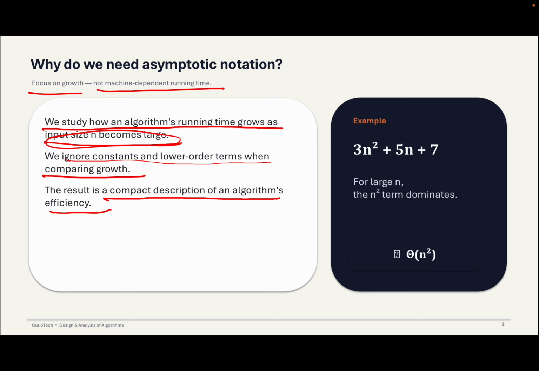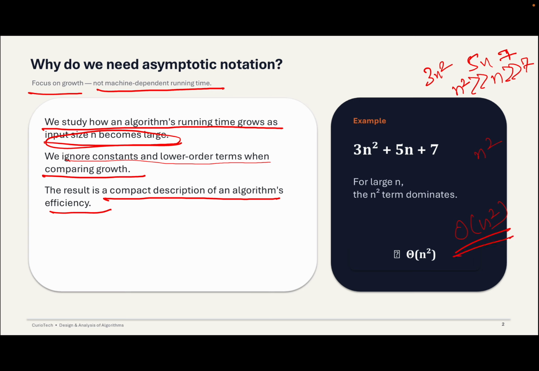Suppose in this example there are three terms: 3n square, 5n and 7. That means n square is greater than n, and n is greater than 7. That means n square dominates here. So we can directly say that the complexity is big O of n square. We always represent the complex asymptotic analysis with the highest order term, and that would be big O of n square.